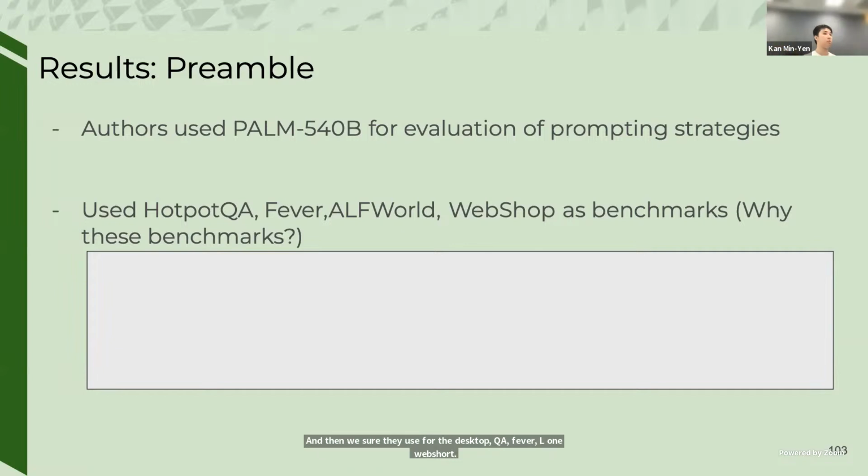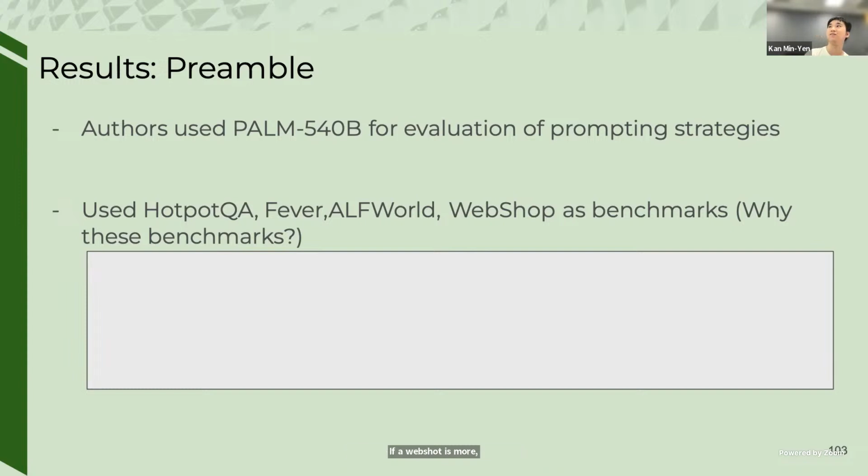HotpotQA is basically a question answering data set, used for question answering evaluation. FEVER is the fact verification data set. So they'll give a claim, and you have to verify whether it's a fact or an opinion. Then ALFWorld and WebShop are more environment-based data sets. They give you an environment to play with. ALFWorld is like the terminal-based games you saw in the 1980s, where you control a character using words and move him around. Then WebShop is a more real-life scenario, with a website you can navigate to find products.